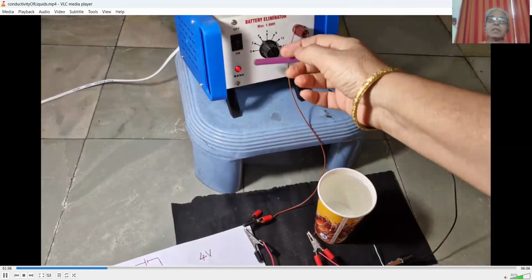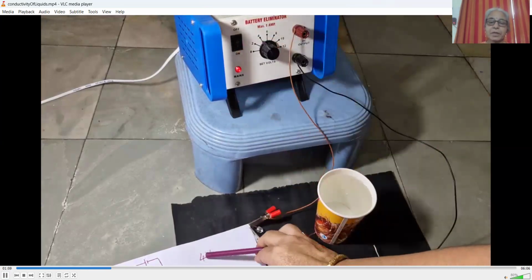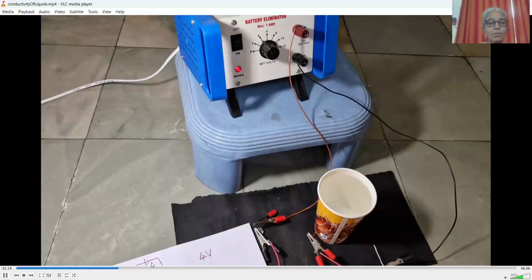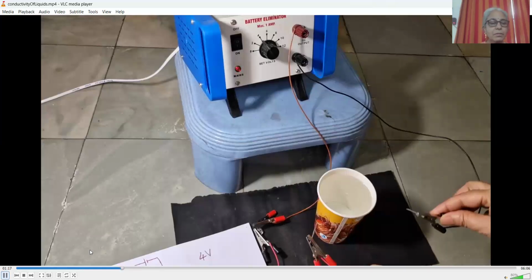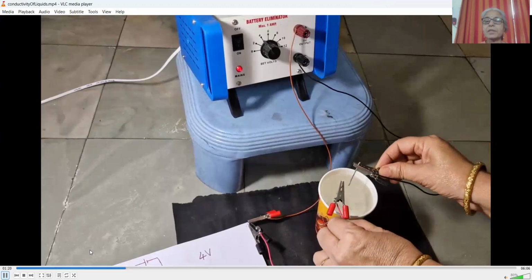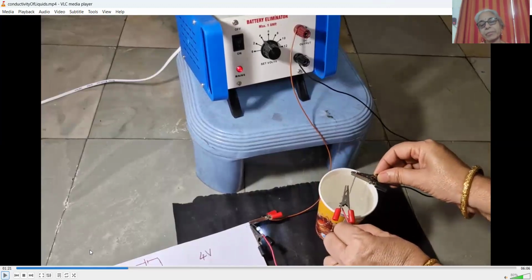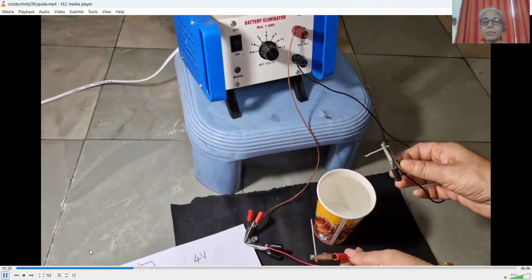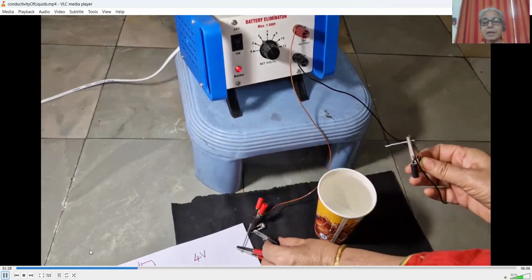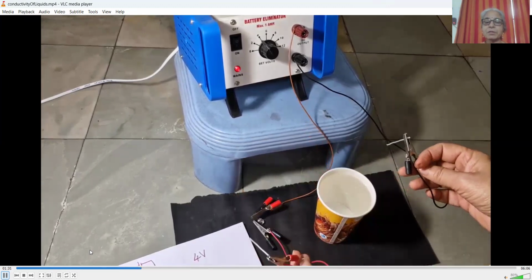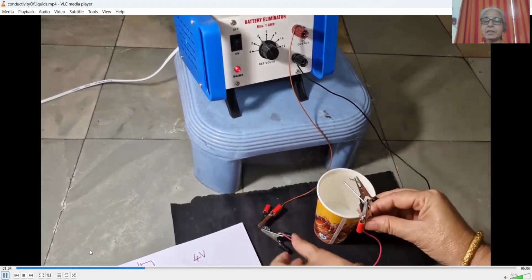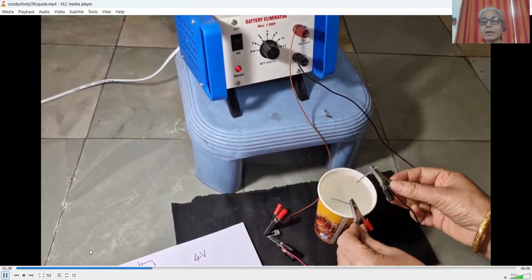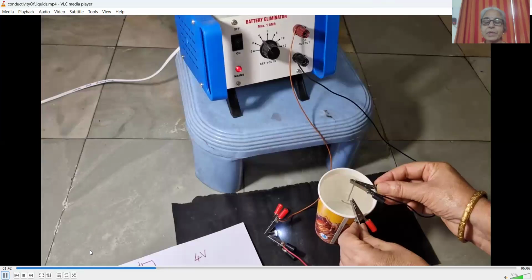the bulb glows. I have switched on the battery. Now the battery is working. And now I dip the terminals in the liquid. The bulb is glowing. So you can see the bulb is glowing. That means this liquid, which is water with a few drops of dilute sulfuric acid, allows electricity to pass through it. You can see the bulb glowing.